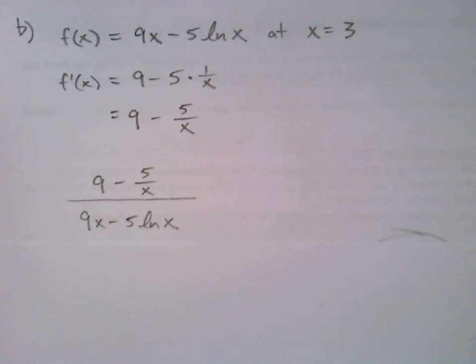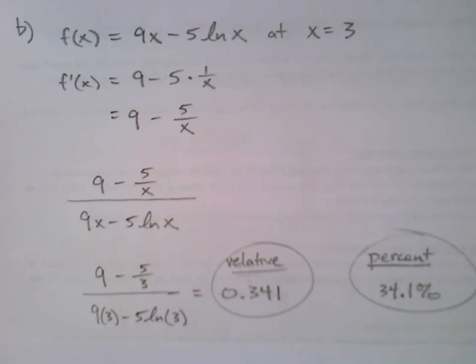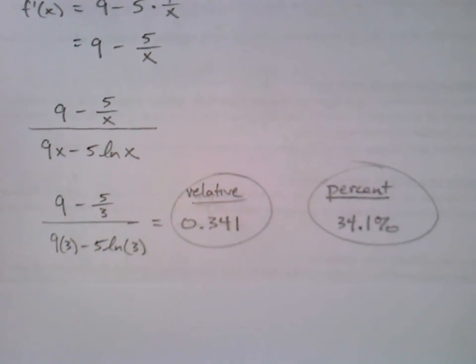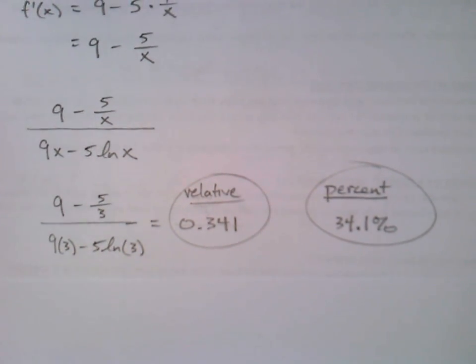And we take the ratio, the derivative divided by the original, and we'll plug in 3. I think I'm just giving you everything right here. Plugging in 3 to all our x values, hopefully you can get that same relative rate of change that I got, 0.341. Convert that to a percent to get the percent rate of change, 34.1%. And there you have it.